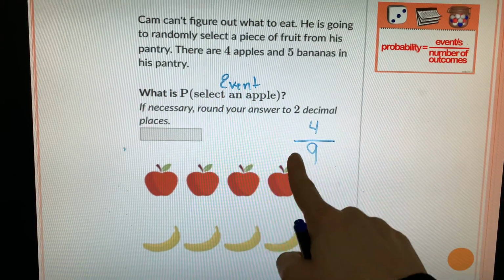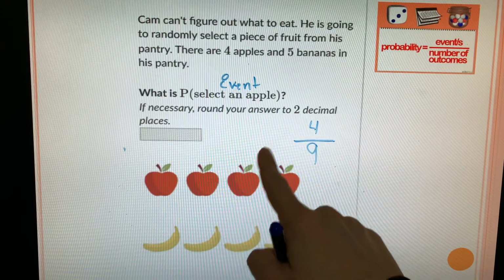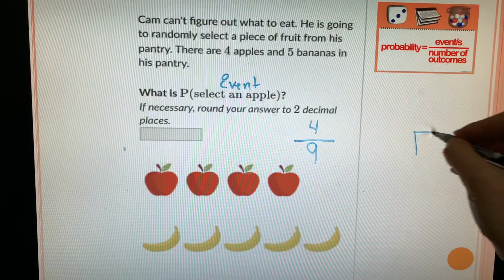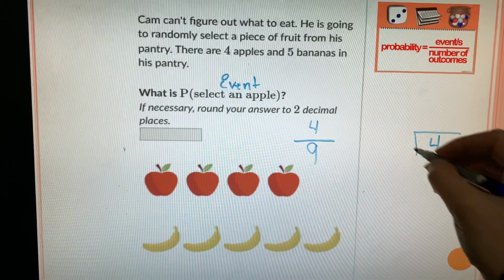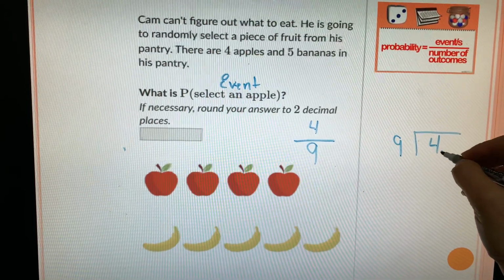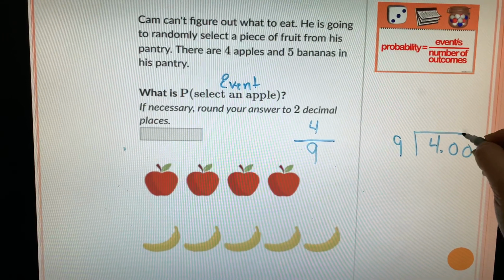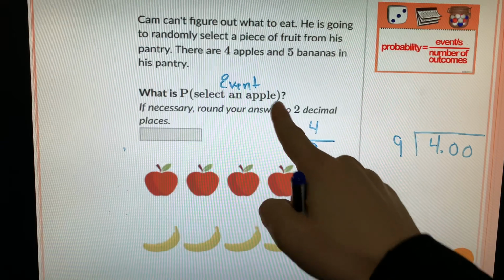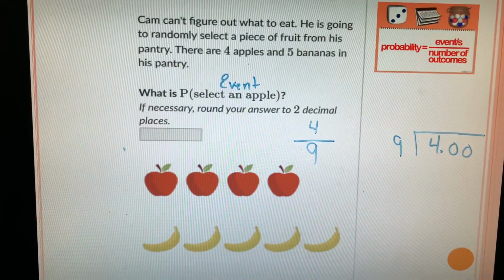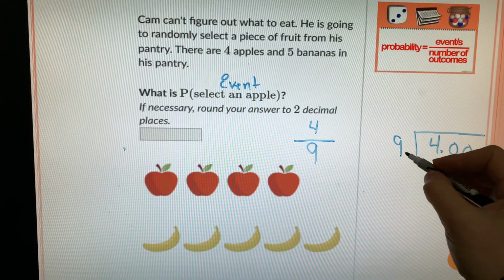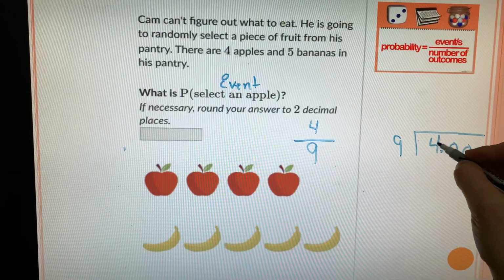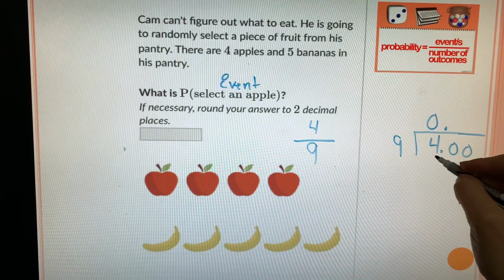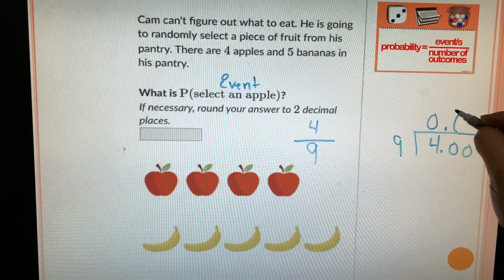The answer again, they want it in form of a decimal. So what do I need to do? I need to divide my top number, which is 4, divided by 9, and I'm going to make this into a decimal right away. Remember that they want the answer to be in 2 decimal places, so we might need to be rounding in this situation. So let's work this out. 9 does not go into 4. I'm going to bring up my decimal. 9 goes into 40 4 times.